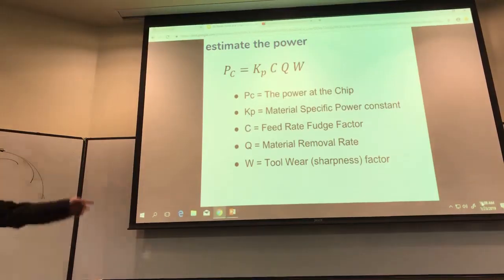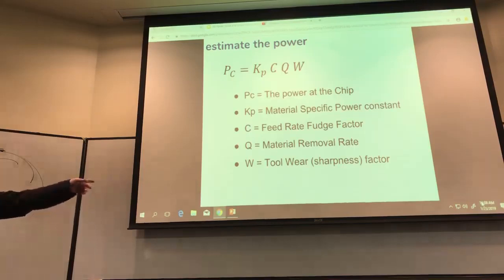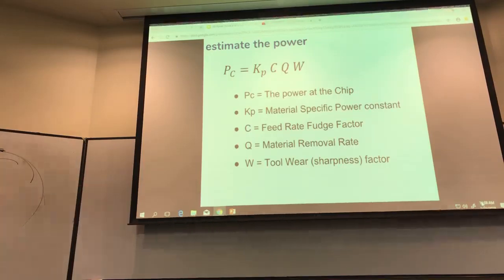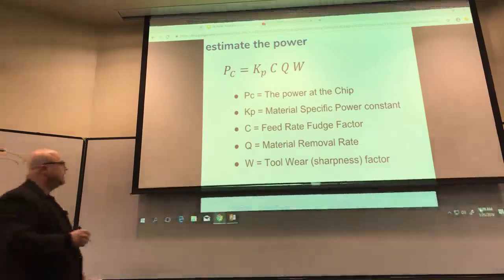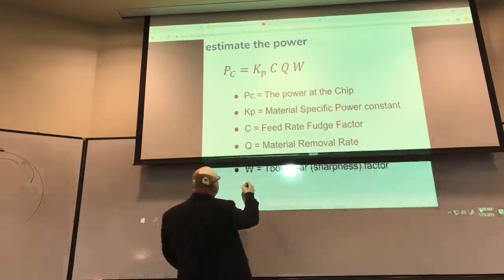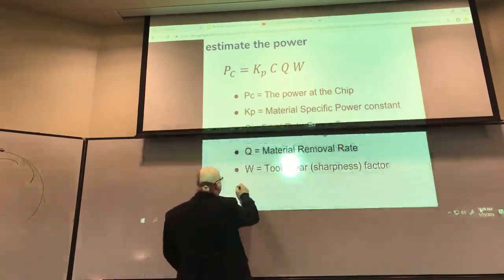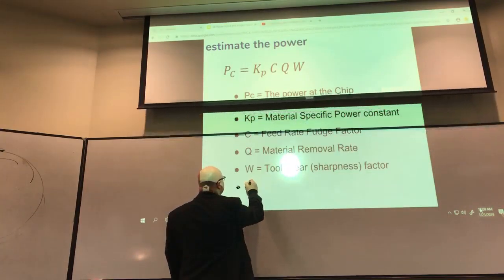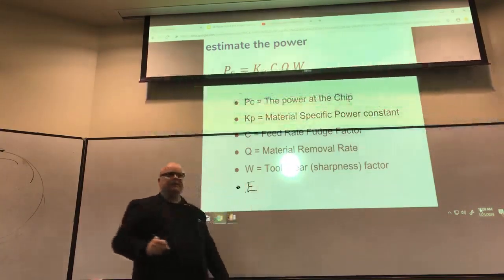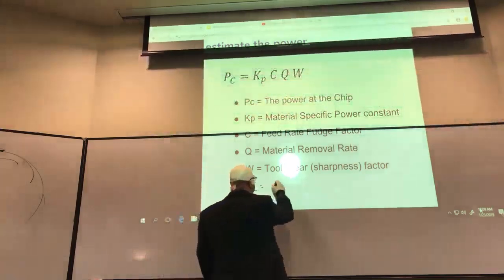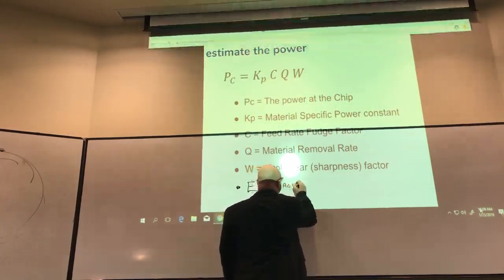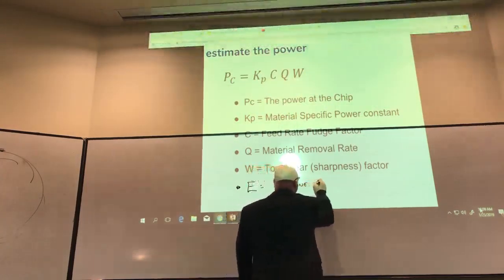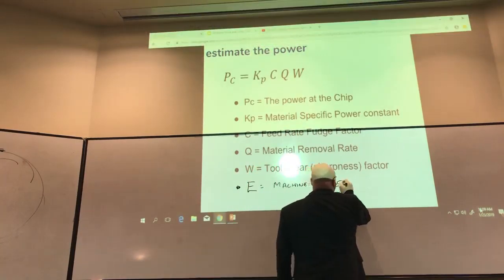I really just want to write on the whiteboard right now. Just want to add, wait, no, I can do that. Screen up. And we need, I think it's E. And that is machine tool efficiency. Except I can't spell.